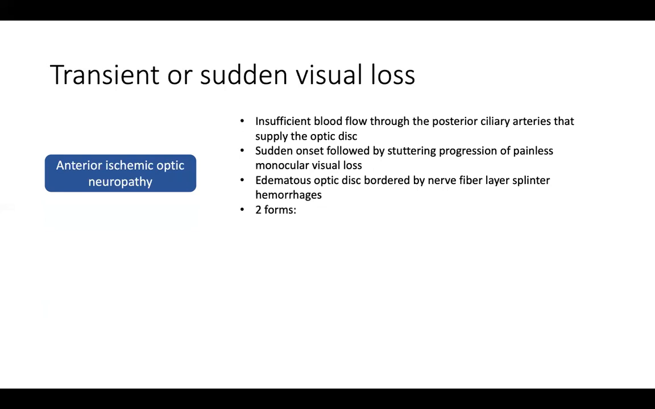There are two forms, arteritic and non-arteritic. The non-arteritic form is most common. Evidence is strong that a crowded disc architecture and small optic cup predispose to the development of the non-arteritic form. There is no treatment available and glucocorticoids should not be prescribed.